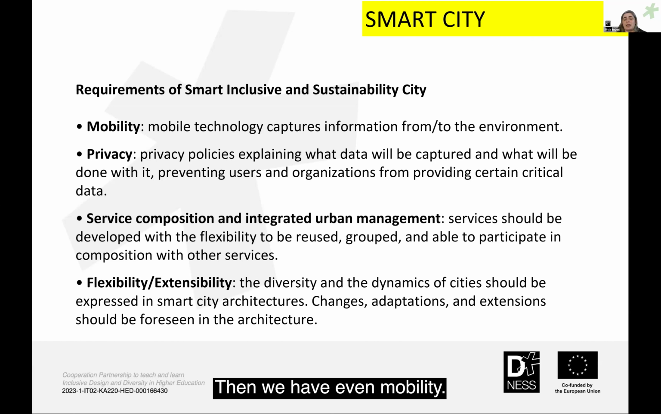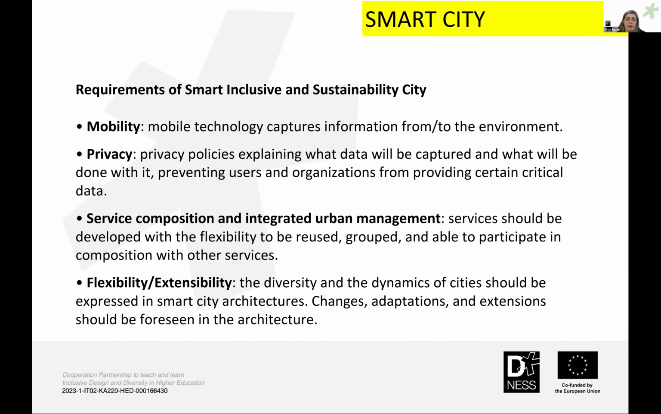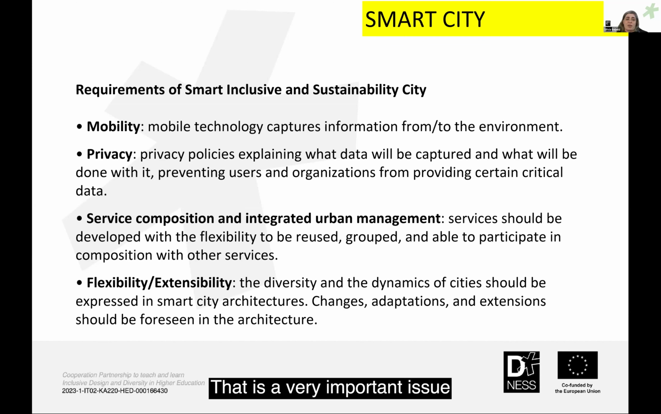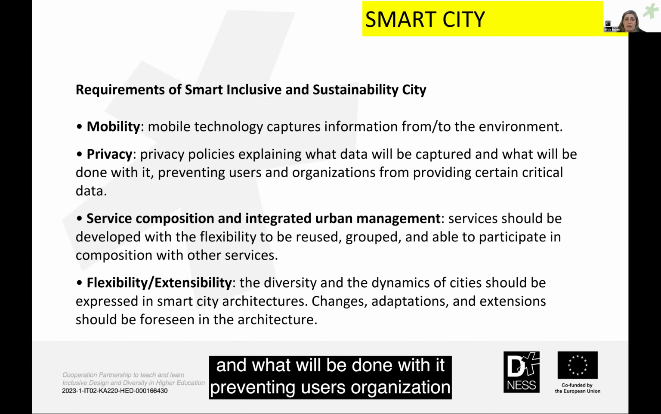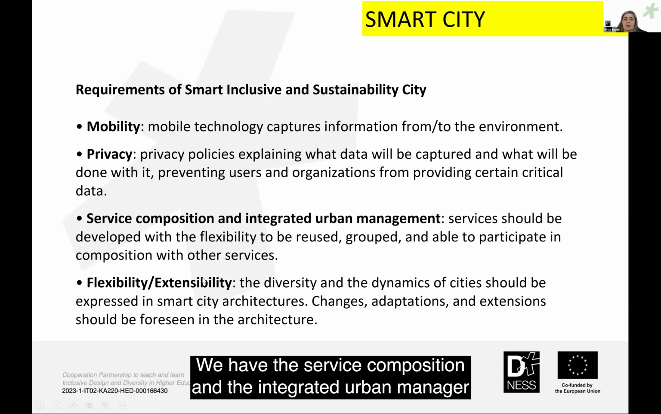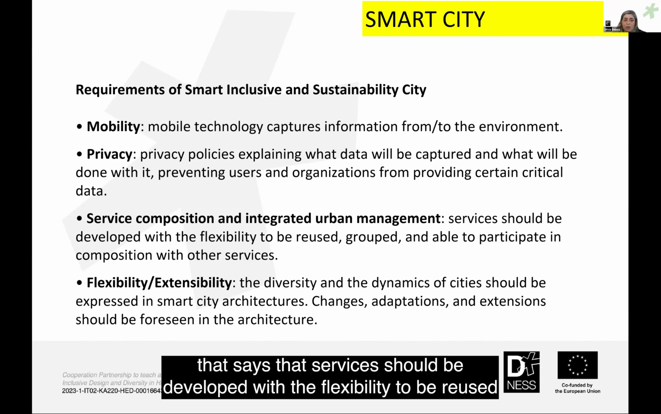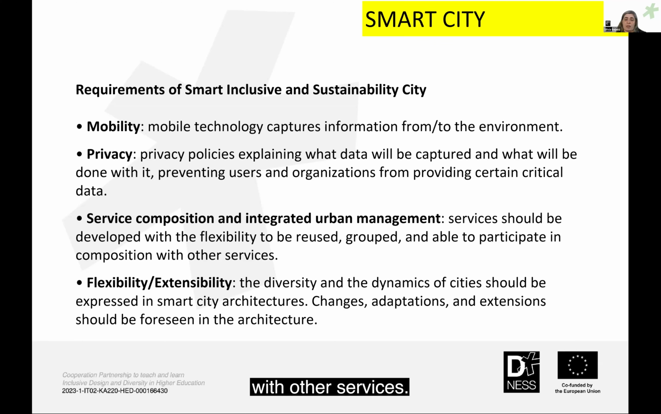Then we have even mobility. Mobile technology captures information from or to the environment. We have privacy, that is a very important issue, because privacy policies explain what data will be captured and what will be done with it, preventing users and organizations from providing certain critical data. We have the service composition and integrated urban manager that says that services should be developed with the flexibility to be reused, grouped, and able to participate in composition with other services.